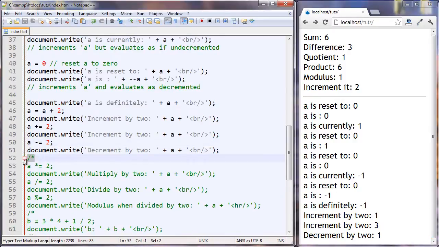Let's look at some more shorthand. So you can guess this is a is set to a times 2, this is a is set to a divided by 2, and this is a is set to a modulo 2. Okay, so if we divide by 2, what's the remainder? This is going to return the modulus. Let's look at those.